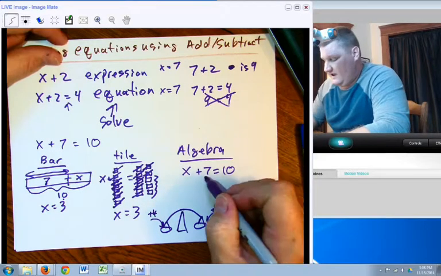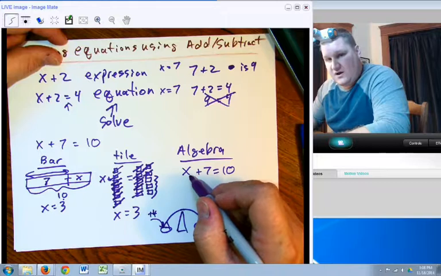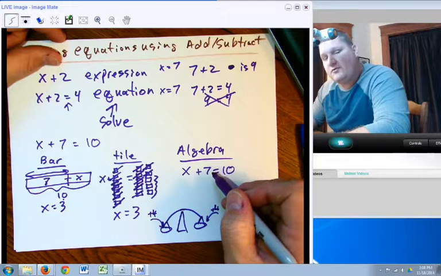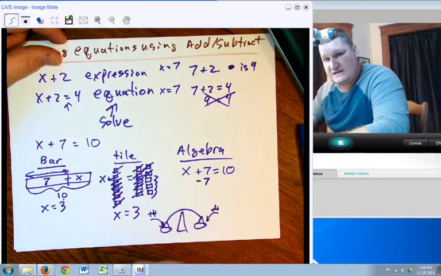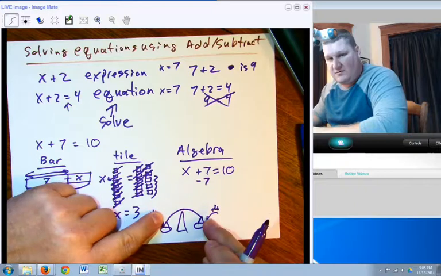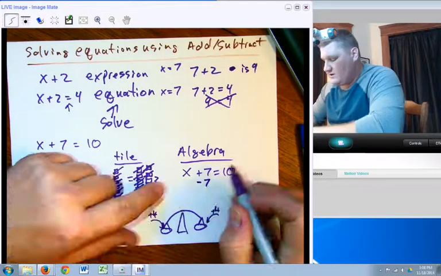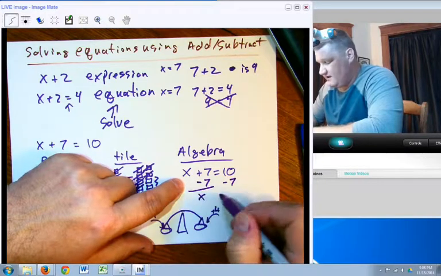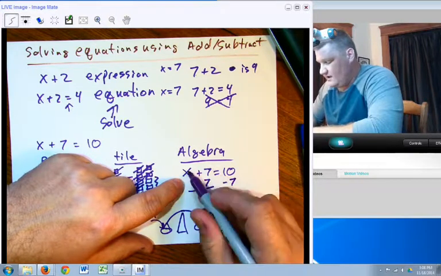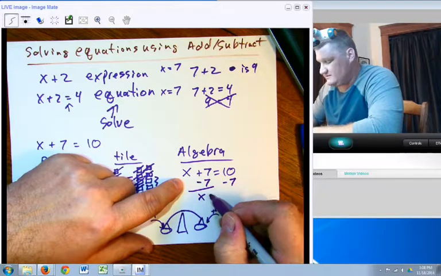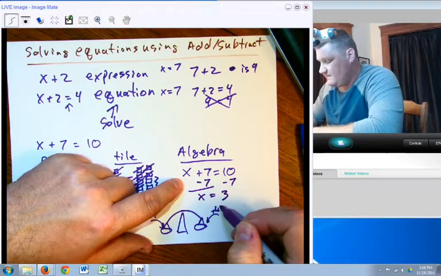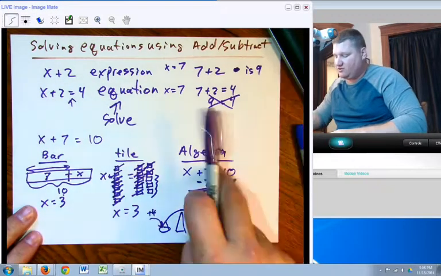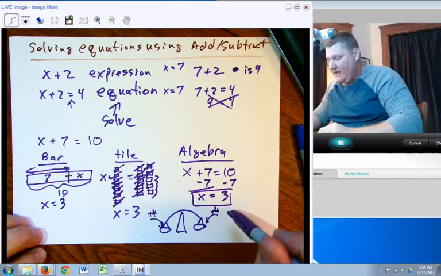Now in this case, I want to get x by itself. The way to get rid of a plus 7 is to reverse it. Well, the reverse of plus 7 is going to be minus 7. But I can't just do it to one side. That would make the balance beam go off. What I need to do is if I take 7 off one side, I must take 7 off the other. And in this case, I have 7 minus 7 is 0. And so all that's left on this side is an x equals 10 minus 7 is 3. So I come up with 3 over there. So I have bar method, tile method, algebra method. Those are your 3 methods. And I'm going to get x equals 3.